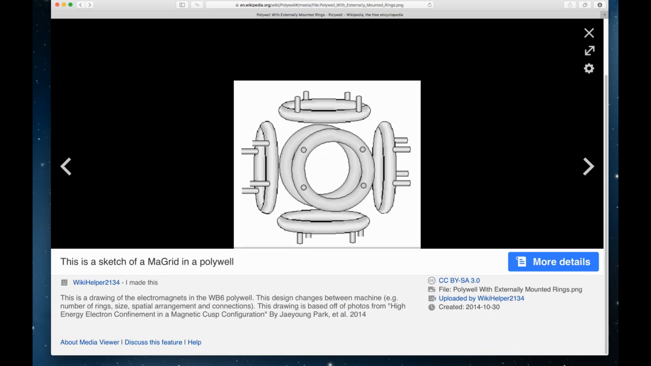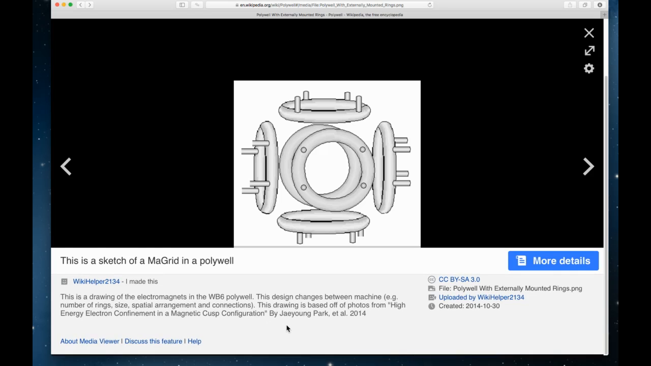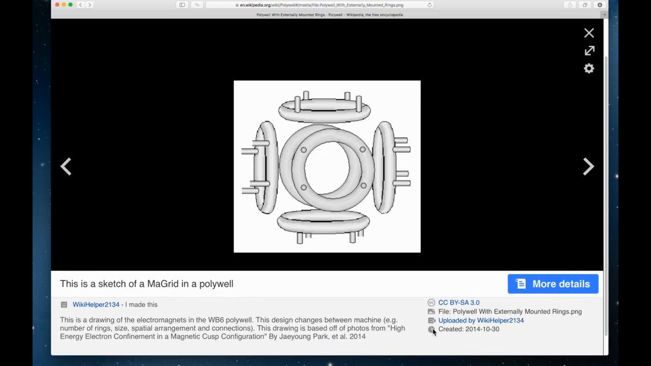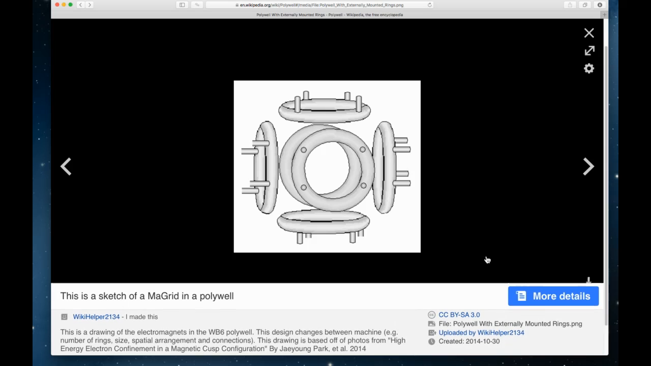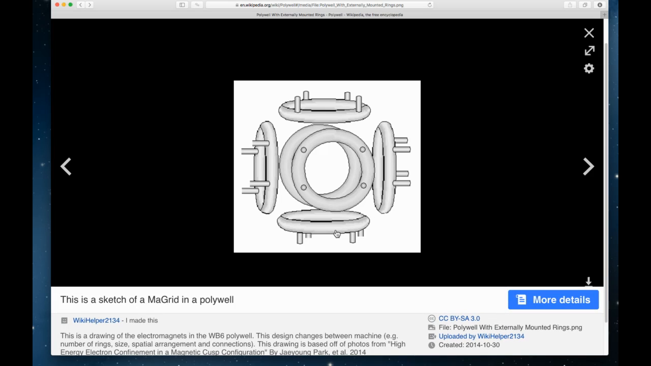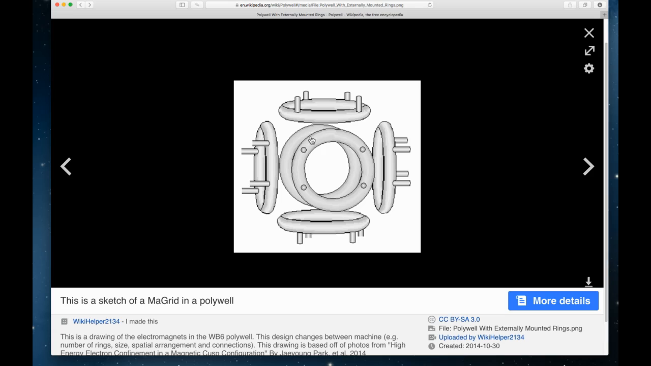It's designed by somebody here. You can see the specs on it. It's from Wikipedia, so it's a Commons picture. But you can see the rings. Okay, so we have 1, 2, 3, 4, 5, 6 rings in this case, which is our magic number that we were talking about earlier in terms of hex.